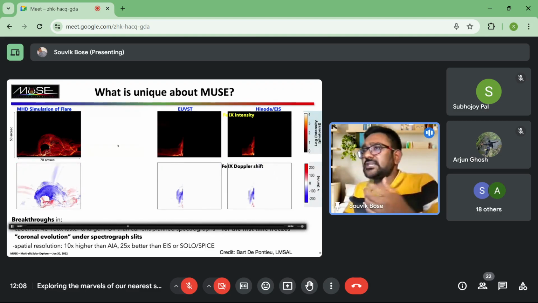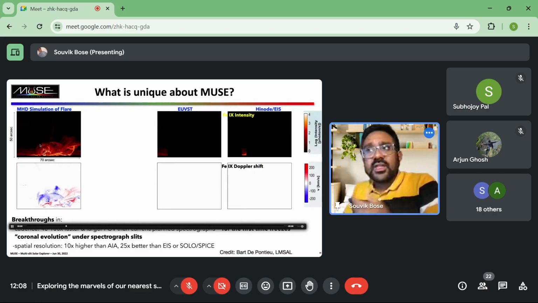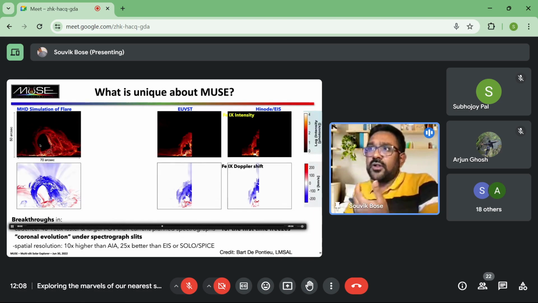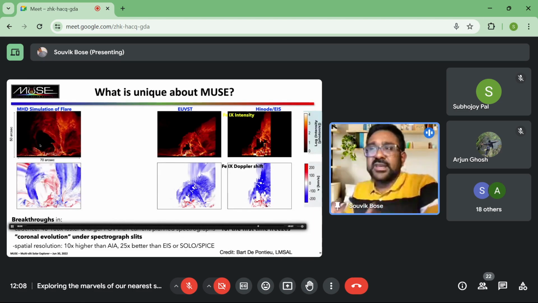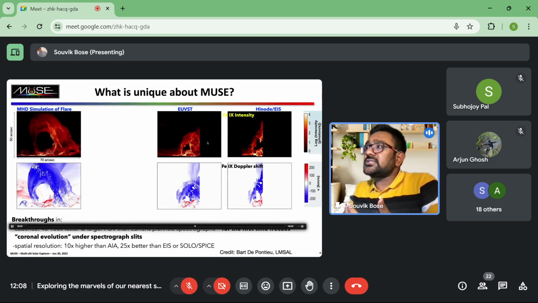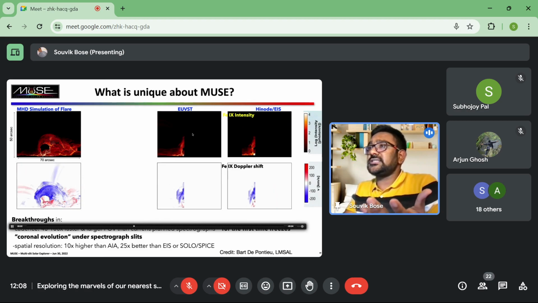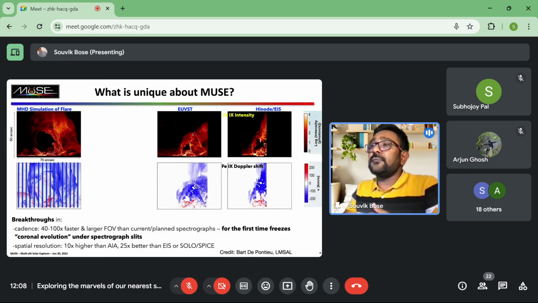But compare what it is in terms of the reality. This is of course a simulation, right? And this is how the flare evolves in real time. It is very dynamic. It can evolve in time scales of minutes, seconds even. And this is how it actually evolves, and this is what is captured by the existing instruments and the future EUVST instrument. But what if we have MUSE?